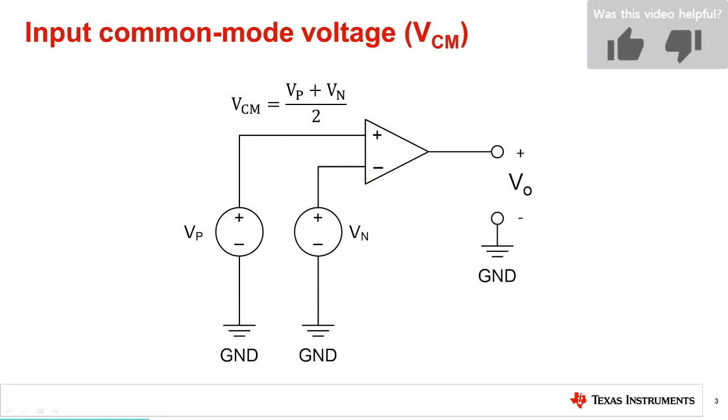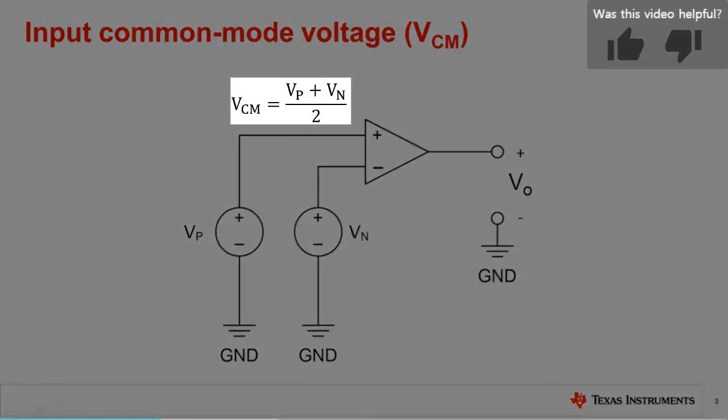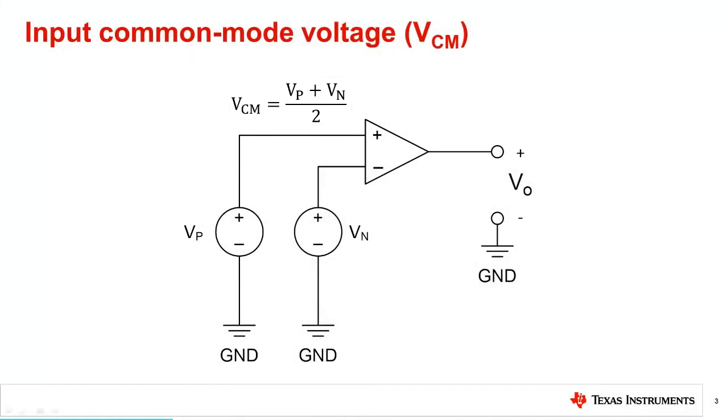The first concept is input common mode voltage, VCM. Common mode voltage is defined as the average voltage of the two input pins of a differential amplifier, as shown in the figure. Depending on your measurement technique and application requirements, your amplifier may be required to either handle a very low or a very high common mode voltage.